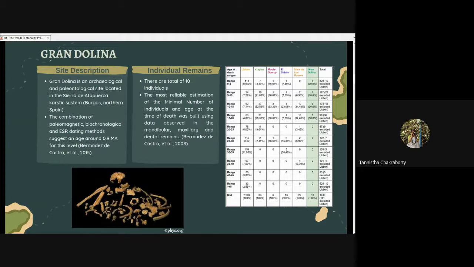There are in total 10 individuals which have been identified till now, and a number of taphonomic analyses have been done on them. The most reliable estimation of the minimum number of individuals and the age at the time of death was built using the data observed in the mandible, the maxillary, and the dental remains.